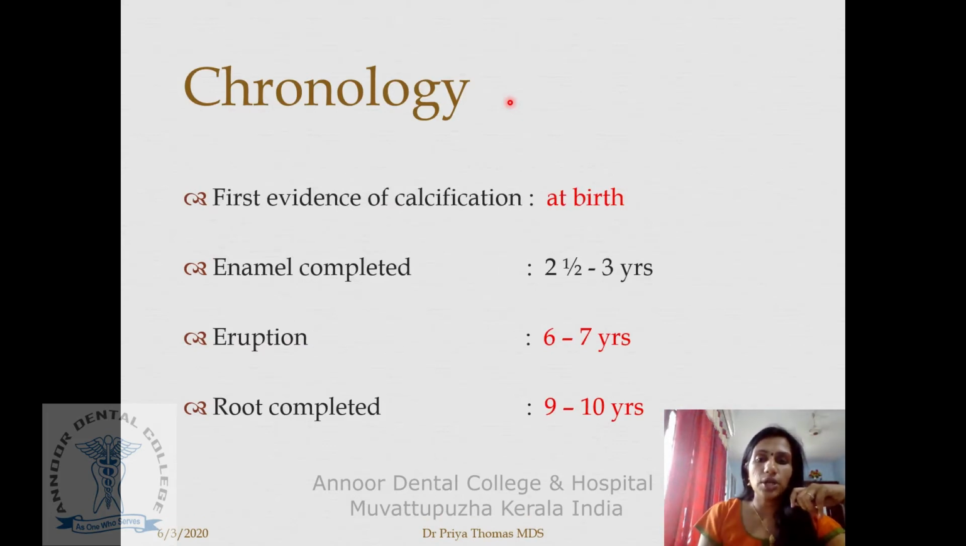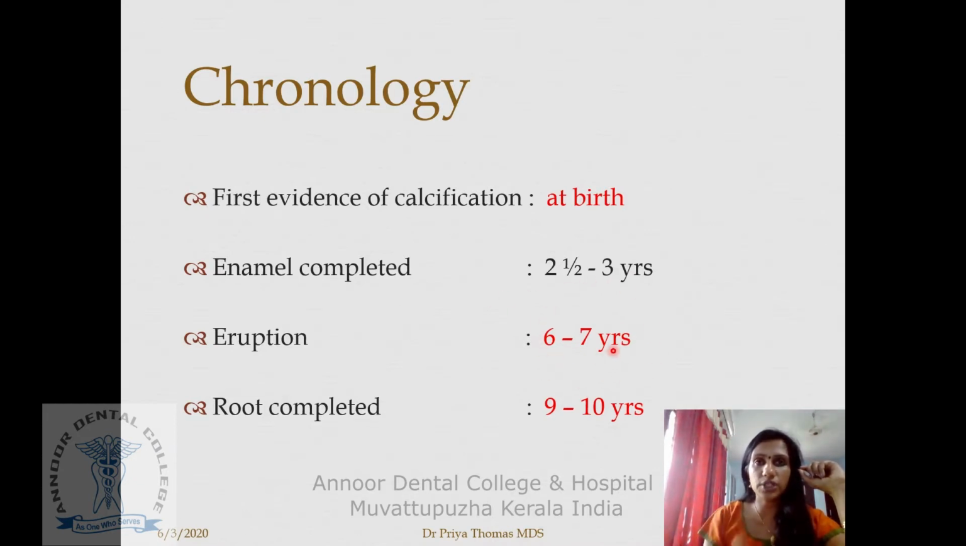We'll move on to the chronology part of it. The first evidence of calcification, you will see when the child is born. So at birth you can visualize calcification as soon as the child is born. And following the birth, the enamel takes around 2.5 to 3 years for its completion. And this tooth will erupt into your oral cavity at the age of 6 to 7 years.